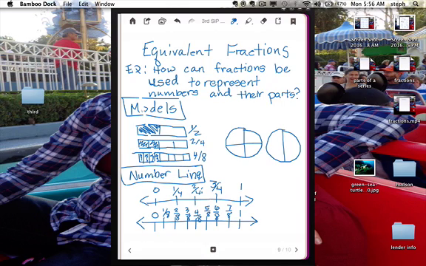And let me fix my O here. Okay, so go ahead and pause and copy the whole thing down. Okay, now we're ready to begin.